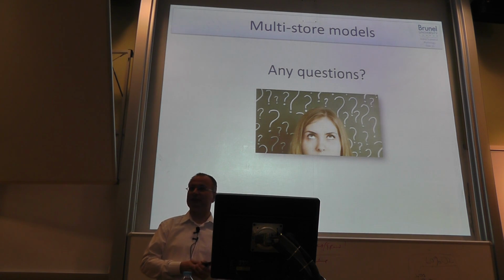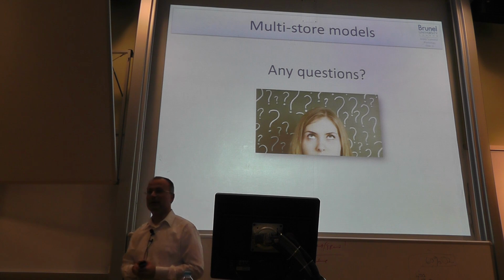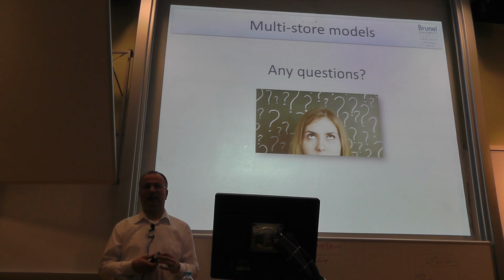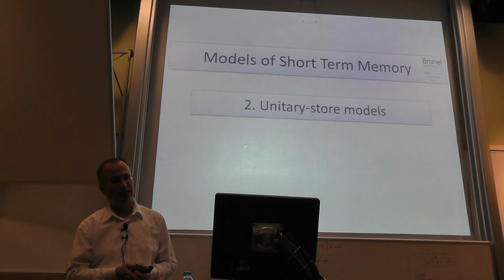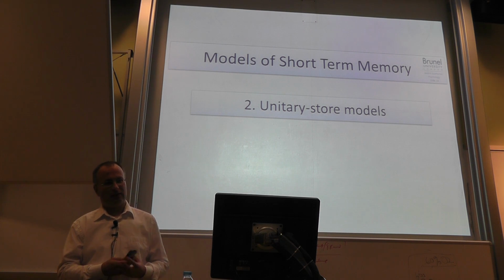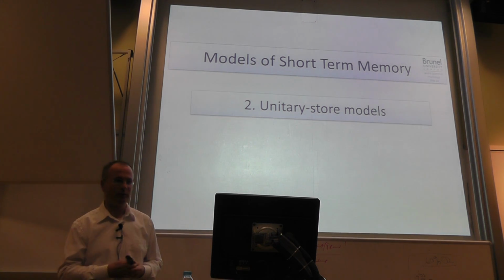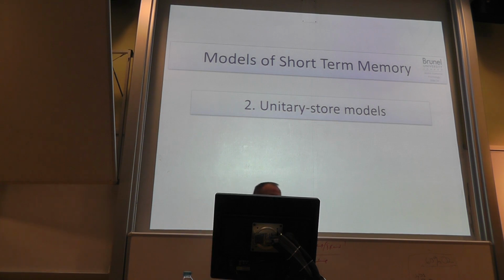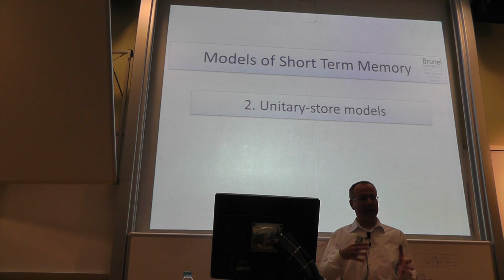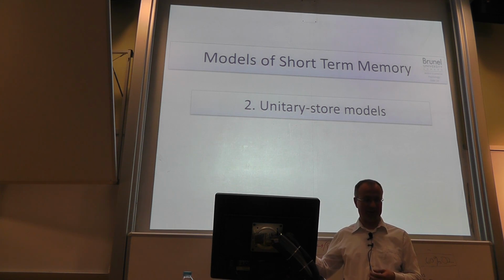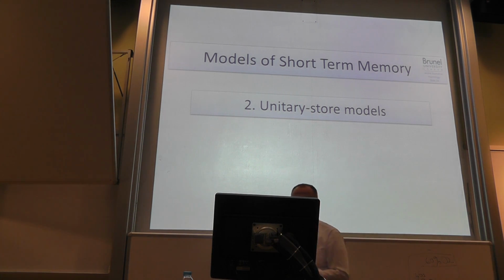Okay, do you have any questions on the Atkinson and Shiffrin model? Okay, yes? I was just thinking of the central executive. Is that part of this model? The central executive system is more linked to the Baddeley model, which will come after the break. But the relationship would be that the control processes here would be the equivalent to the central executive system.